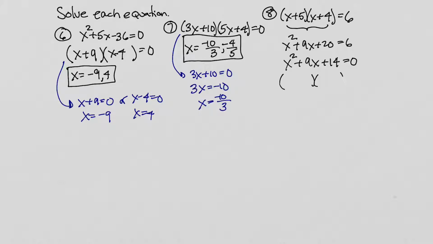We can factor this side over here, getting x and x. How about if we use 14 and 1 is not going to work, but 7 and 2 will. So plus and plus. Don't forget to equal 0. And from here we can see x is equal to negative 7 and negative 2.